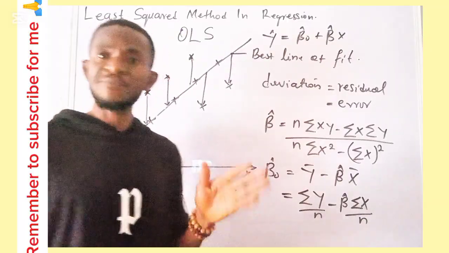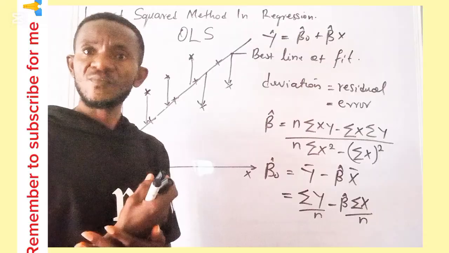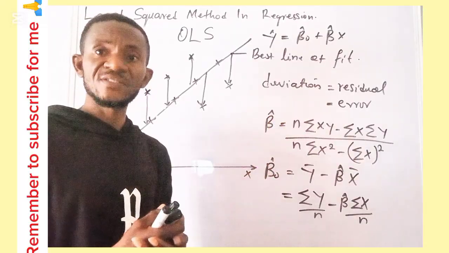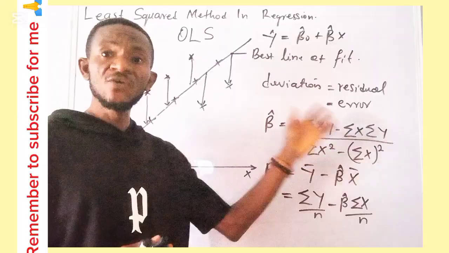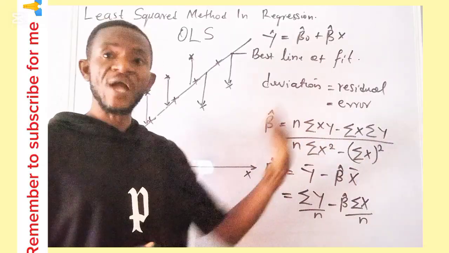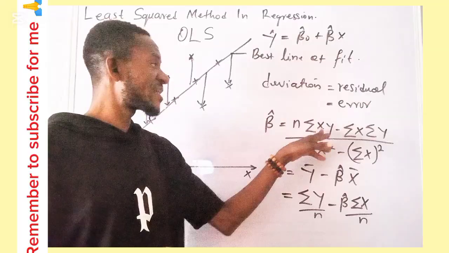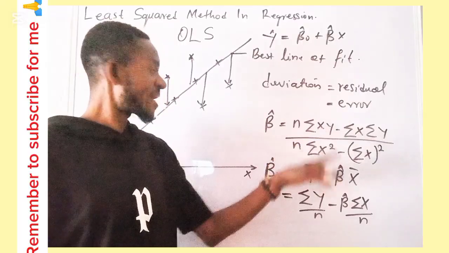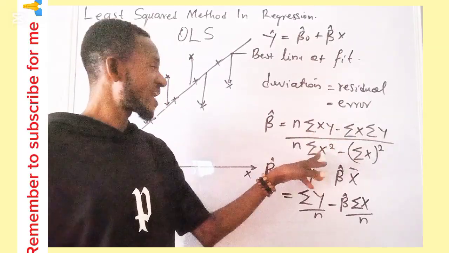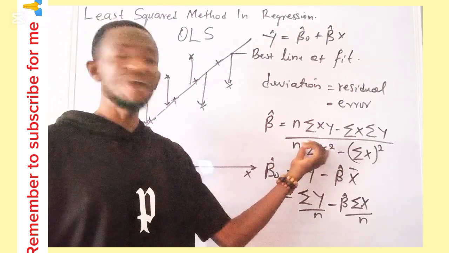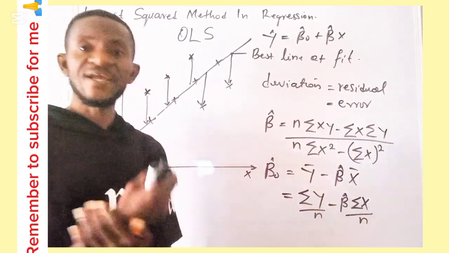So our concern now becomes, how do we estimate this and how do we estimate this? When we are given real observations, which we are going to show in our next class, we can easily get the product of x and y, get the square of the independent variable, sum it, and fit it down here in the formula.